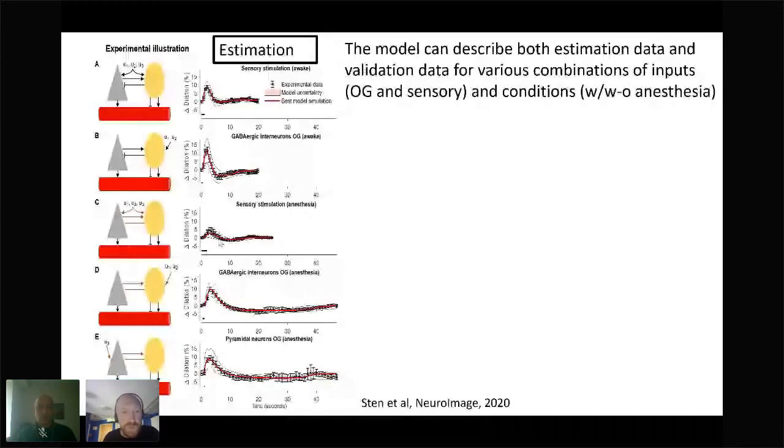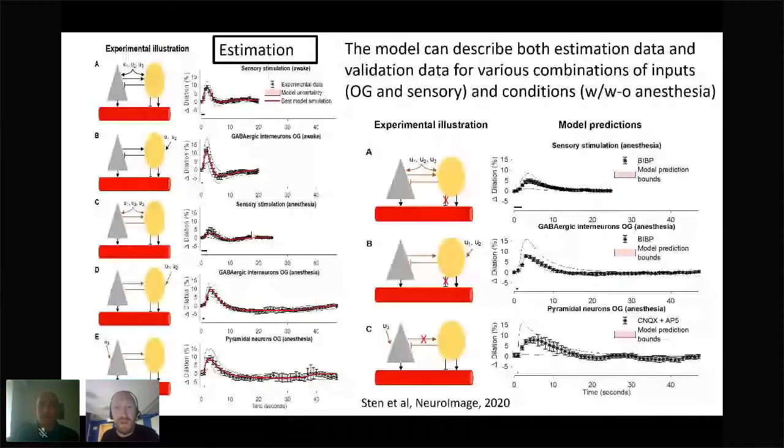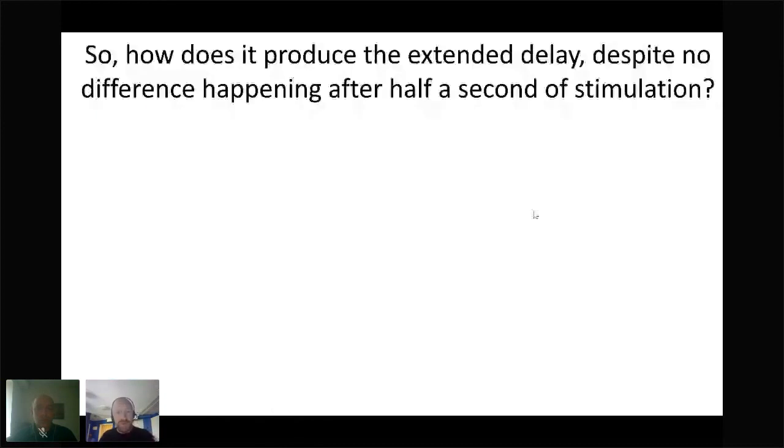And then once we had trained the model and said that this is probably how it works, we tested it by adding validation data. And again, here you see a comparison between the model predictions, which is the envelope, and the data, which are the error bars here. And you see that the model can correctly predict new data. So then we had an explanation for this data and for these different conditions. Then we could look into the model and see how you can produce all of these different behaviors.